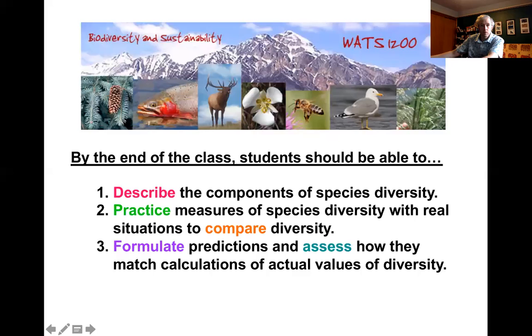Okay, so I'm just going to start sharing the screen and we shall sort this out. Here we go. Okay, so by the end of this class, you should be able to describe the components of species diversity. You should be able to practice measuring species diversity with real situations, to compare diversity and formulate predictions, and see how they match calculations of actual values of diversity.